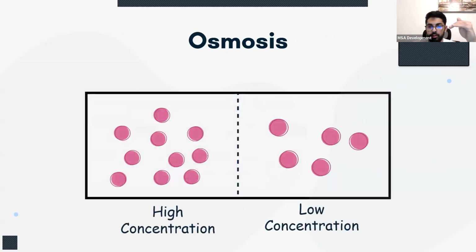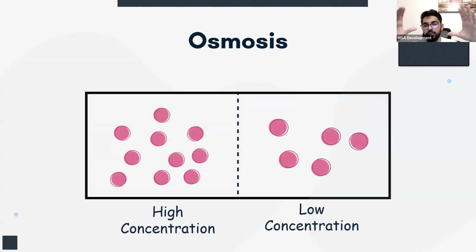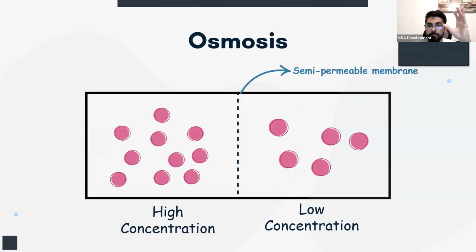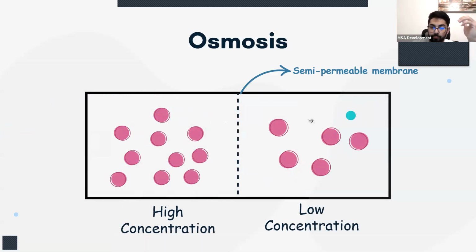Let's try to take this definition into a figure. So we have this container that has water in it, and it has two compartments that are separated by a semi-permeable membrane. Okay, in the first compartment, you have a high concentration of a certain solute, let's say salt, NaCl. But in the other compartment, you have a low concentration. And this is a semi-permeable membrane.